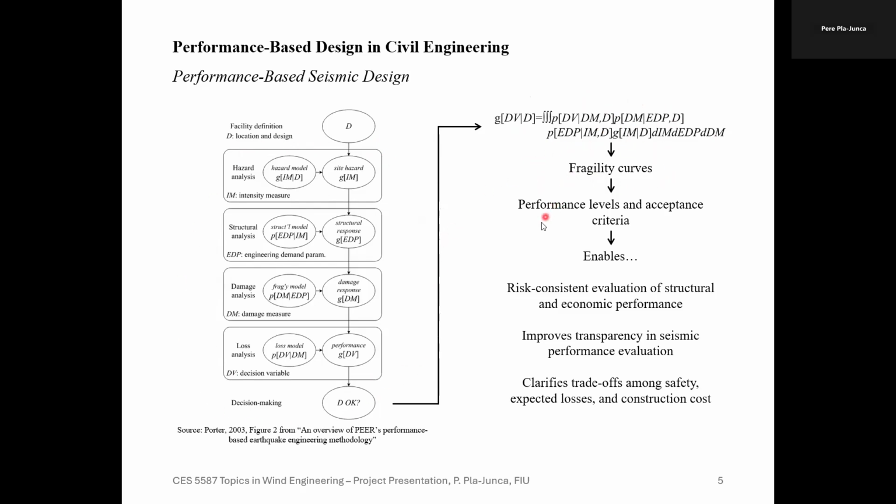On top of this, what we have is a list of performance levels and corresponding acceptance criteria. Think of performance levels as being, for example, your limit states in the current design code. All together, this enables a risk-consistent evaluation of structural and economic performance, improved transparency in seismic performance evaluation, and clarifies trade-offs among safety, expected losses, and construction cost.